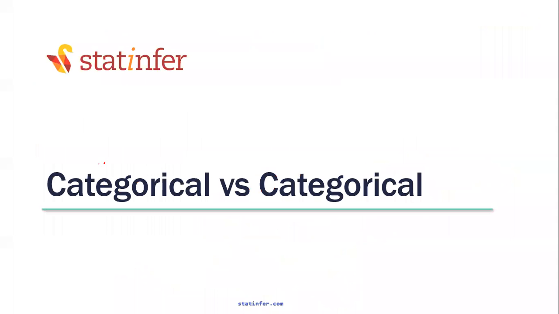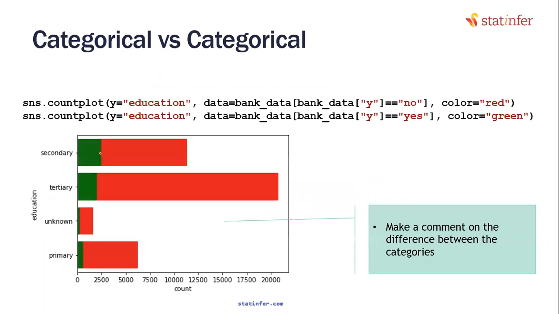So categorical versus categorical variables, how do you draw the visualization? There are multiple methods. We will discuss 2 or 3 methods, and you can stick to the one that you like the most. The first one is you can introduce the new category in terms of the color.